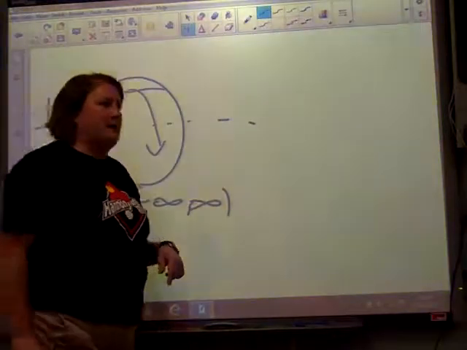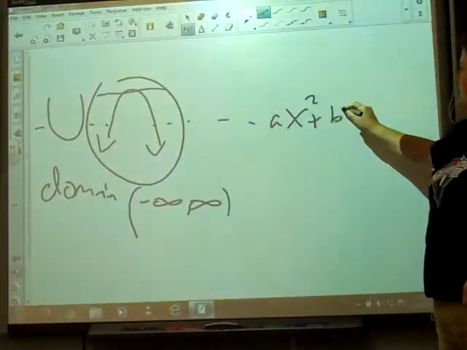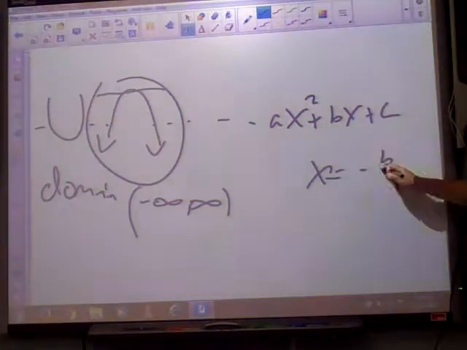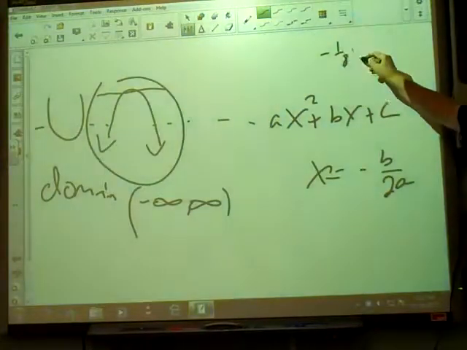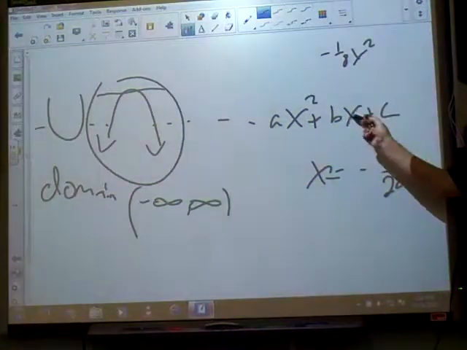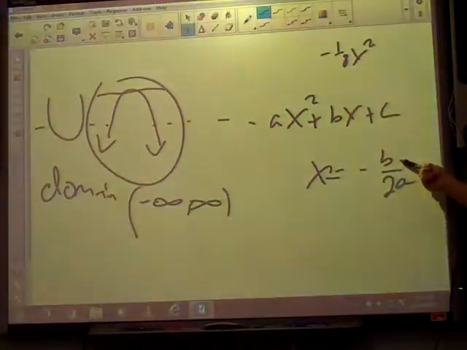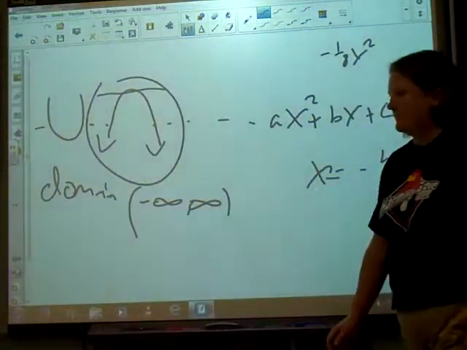If you remember from Algebra 2, the standard form of a quadratic is this. To find the vertex, you did negative b over 2a. The quadratic you were given was negative 1/8x squared. It didn't have anything in the b spot. So 0 divided by anything is 0. That's why it's 0 on that, but you didn't need to really know all that.